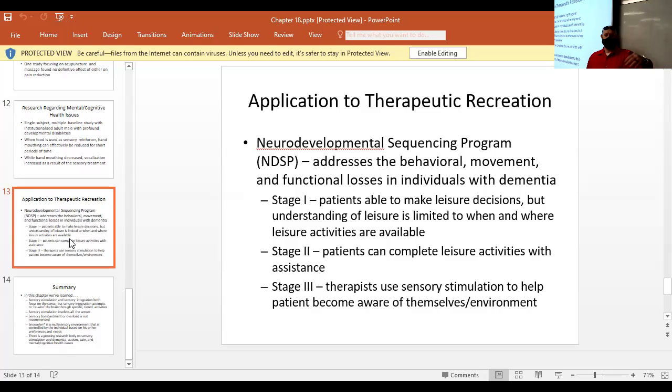Stage 3, now we're to the point where therapists use sensory stimulation to help the patient become aware of themselves and their environment. They're not as able at this point to do as much active participation. They're starting to lose their awareness to a degree. So your focus in stage 3 is helping them become more aware of where they are, what's going on, what time it is, what time of year it is, what holidays are coming up, things like that, that keep them with some sort of reference of normalcy of what's going on in the world around them, as much as you can. Again, they may forget it, but the more you can put out there that reminds them of what's going on at that given time, the better.